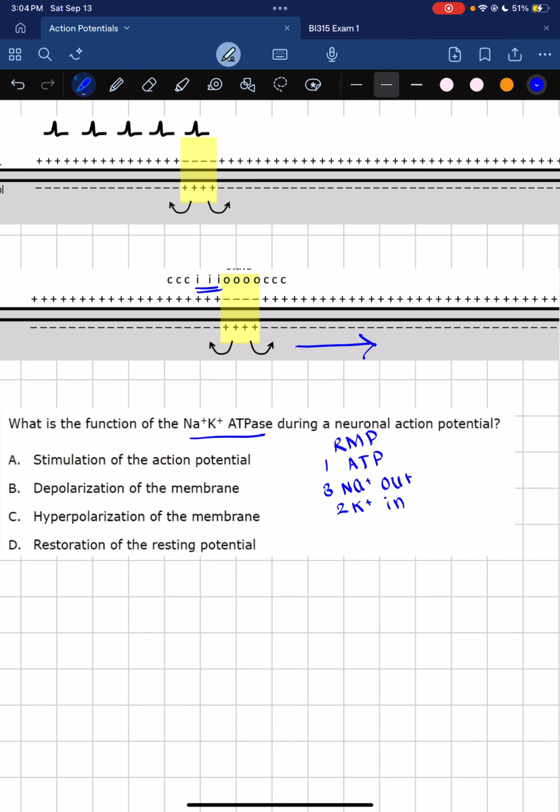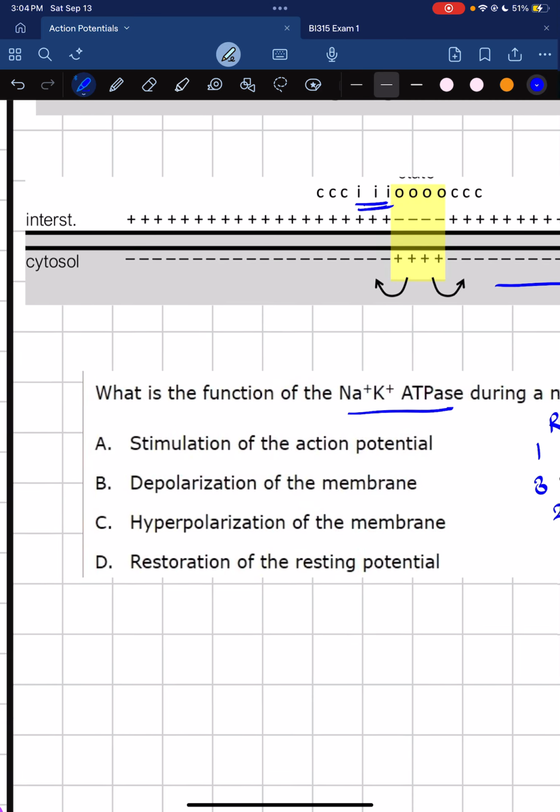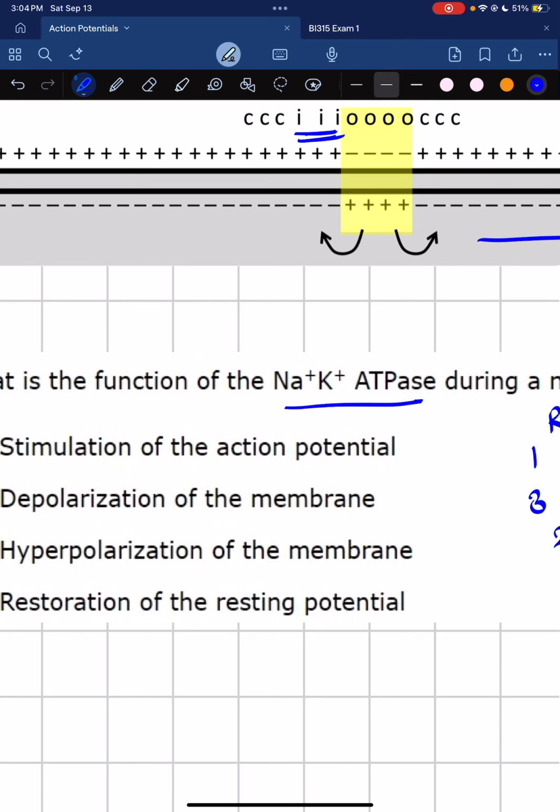So let's go through the answer choices one by one. The stimulation of the action potential. When we went through this, I remember talking about how the voltage-gated sodium channels are the ones that lead to the depolarization phase, or the stimulation of the action potential. Now, we know that that's not the sodium-potassium pump, so we can rule this out. Depolarization. This is very similar to the last answer choice, so we can also cross this out.